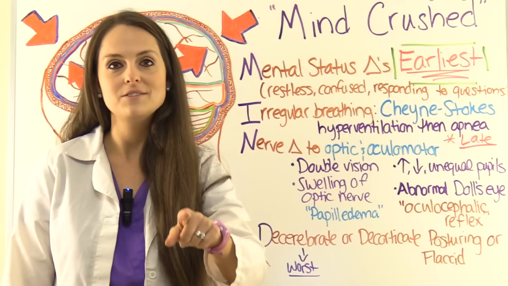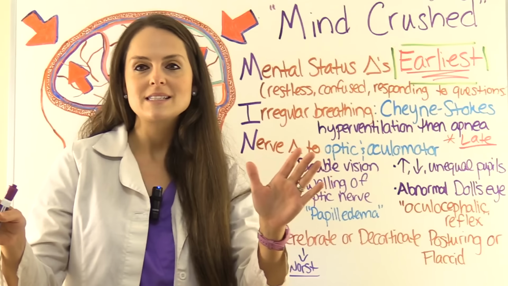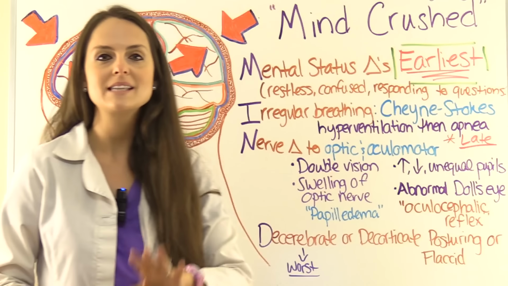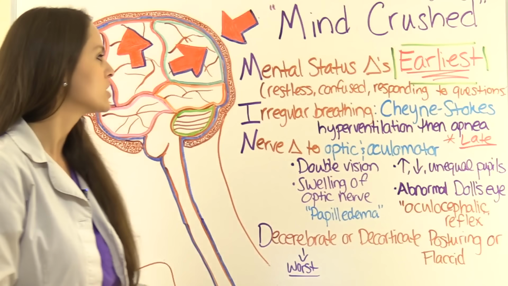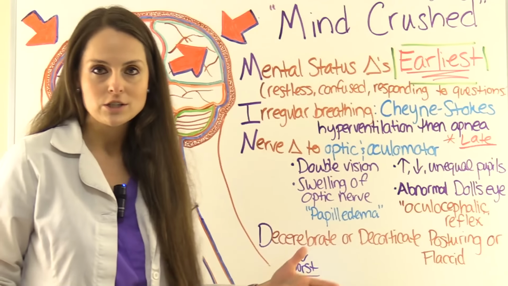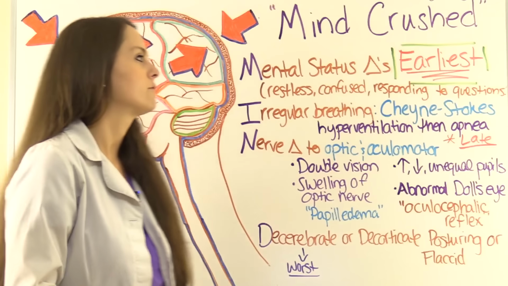So on a test, if you see which of the following signs and symptoms is the earliest indicator that a patient's having increased intracranial pressure, pick something that deals with a mental status change, such as restlessness, being confused, not responding to questions appropriately. So we really want to monitor for that.